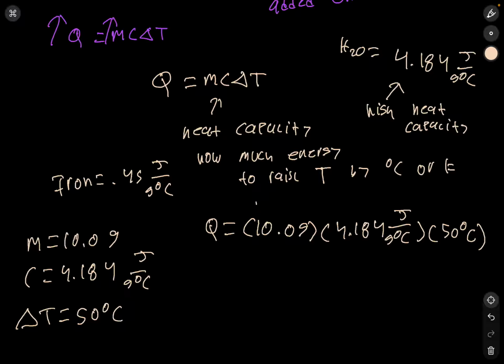So look, once we put everything into Q, we have 10 grams times 4.184 joules over grams degrees Celsius times 50 degrees Celsius. And essentially from here, we can just cancel out the grams, cancel out the Celsius, and we're left with joules. So now all we have is 4.184 joules times 50, because we cancel out all the units. I forgot what the name was.